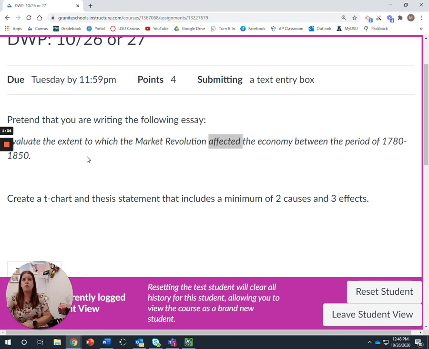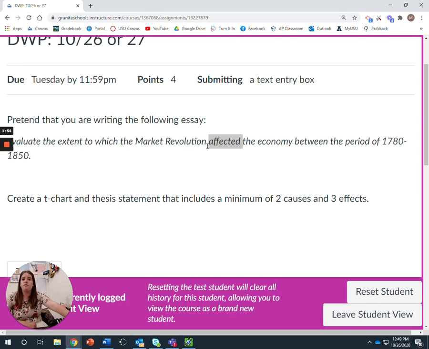Now the hardest one is going to be the causes. Now there's a couple of ways you have to look at this. Remember, language of the question. The question itself asks how the market revolution affected the economy. So your causes must be what caused the market revolution to affect the economy. So a lot of these could be the causes of the market revolution.